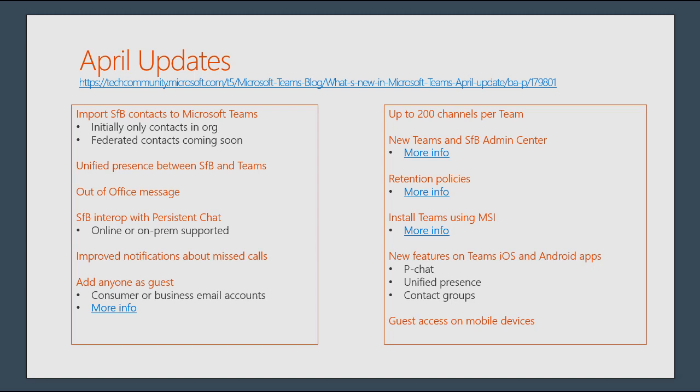Improved notifications about calls. So if you miss a call or you get a new voicemail, you will see a notification in your activity feed. When you click on that missed call notification, you'll be taken directly to the call history tab, and from there you can call the person back directly. If you click on a new voicemail notification, you'll be taken to the voicemail tab, and you'll be able to listen to your message or even review the transcript of the message.